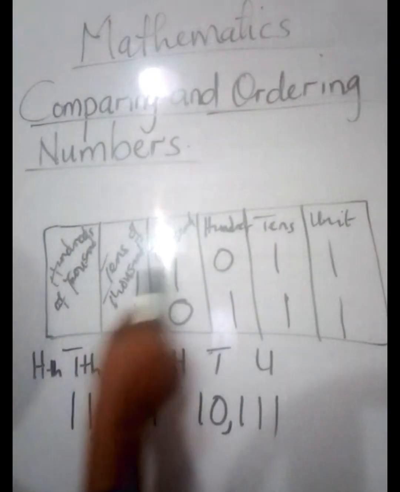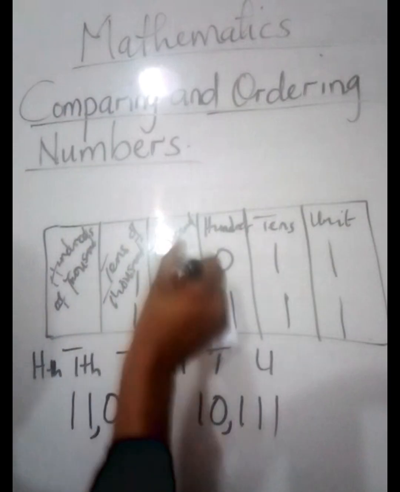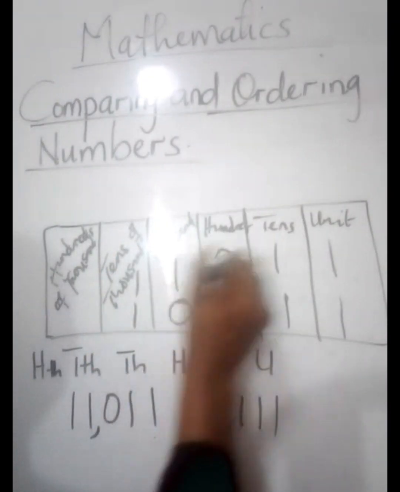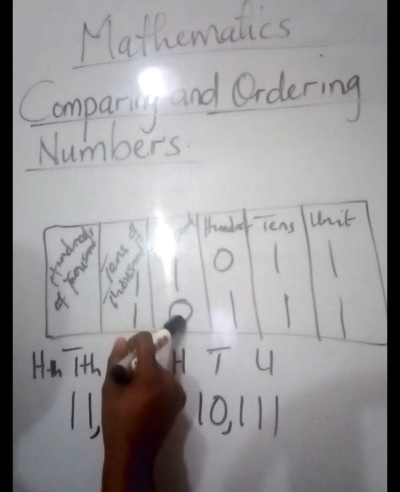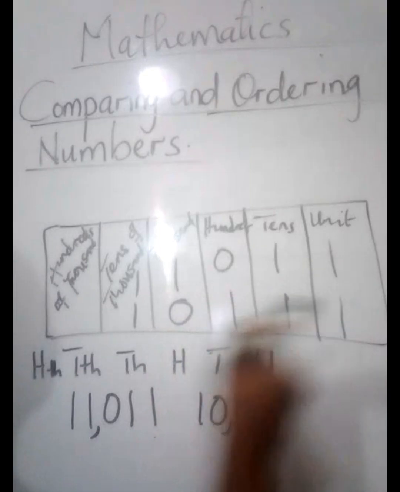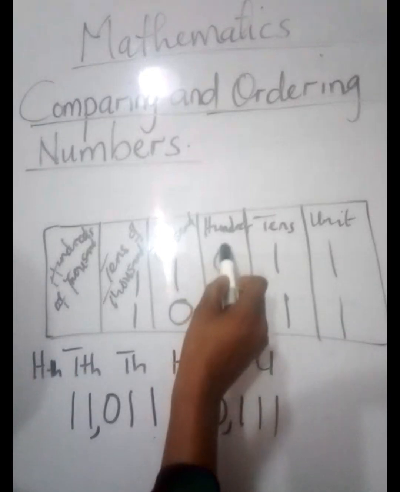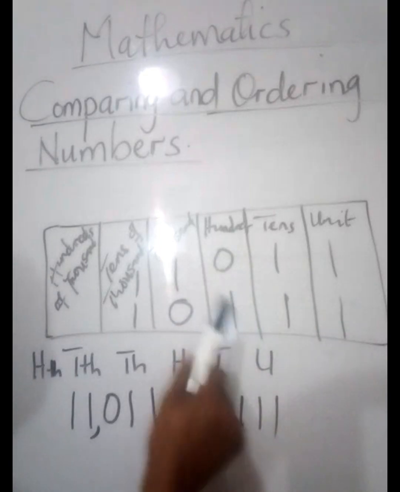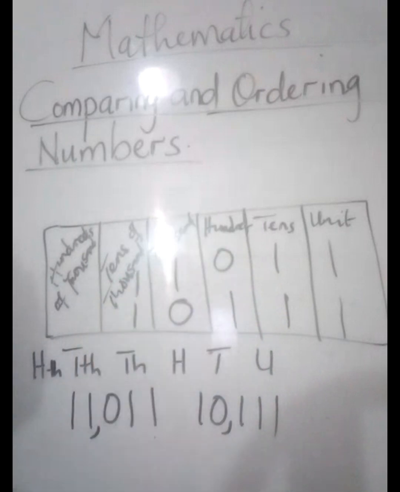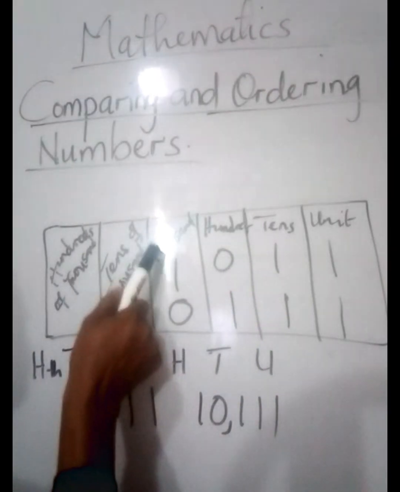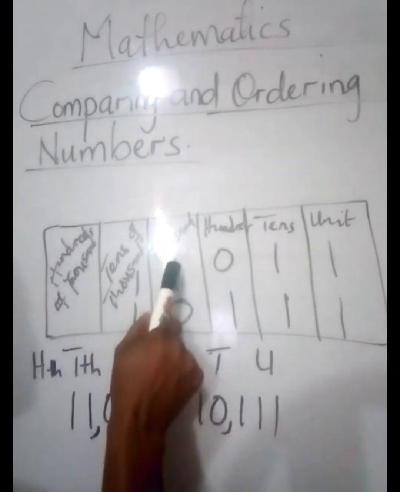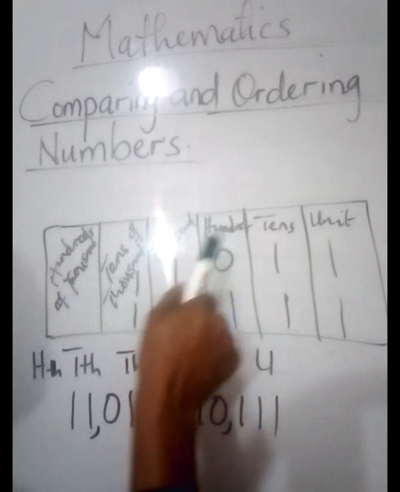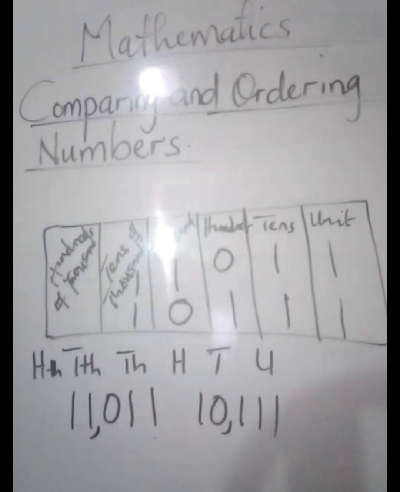So this number up here has 2 digits in the 1,000 family, 11,011. It doesn't have a digit in the 100 position, while the second one is 10,111. Even though this one has no digit here and the second one has a digit, we already know that 1,000 is bigger than 100. So for the fact that this first number has a digit in the 1,000 position and the second one does not, this first number is larger than the second number.